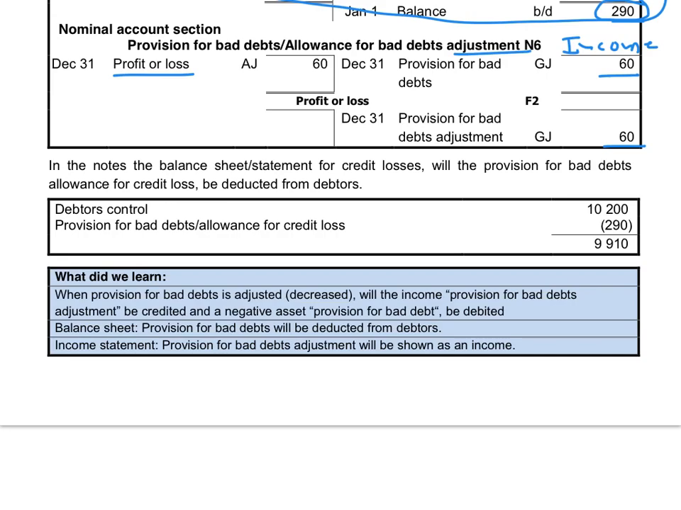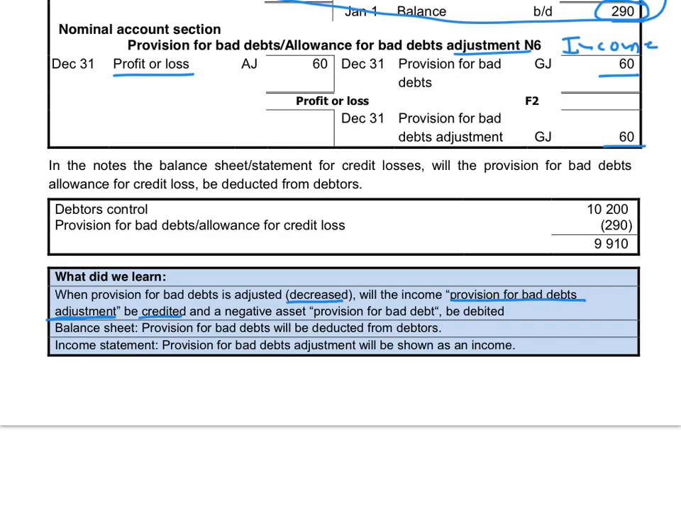What did we learn? When the provision for bad debts is adjusted, as in this case decreased, it will be an income that will be created, provision for bad debts adjustment. Adjustment is either the income or expense. When the provision for bad debts is decreased, then the adjustment account will be credited, and it means that it will be an income for the business.